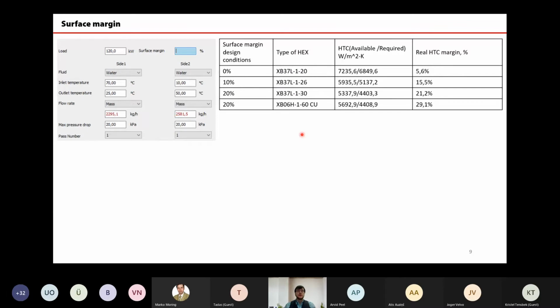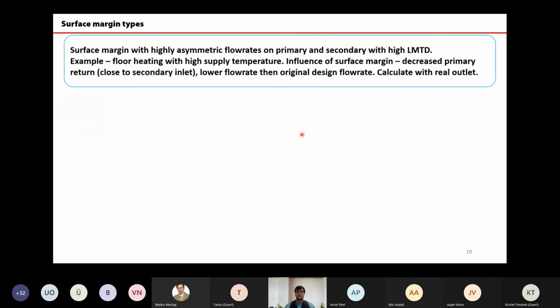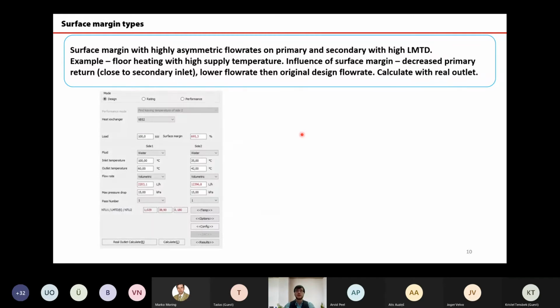But in general, surface margin is quite a complicated thing, and we can normally split the surface margin types in 3 main groups. And each of the groups has a different impact on your system. So for example, surface margin type number 1 will be related to highly asymmetric flow rates on primary and secondary side with a high logarithmic mean temperature difference. A good example will be a floor heating application with a high supply temperature.